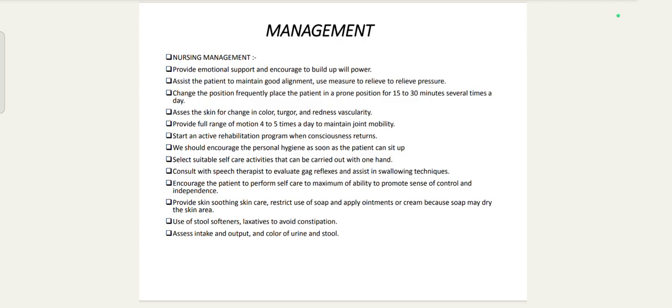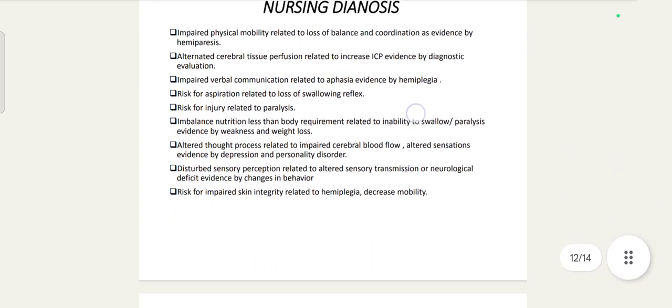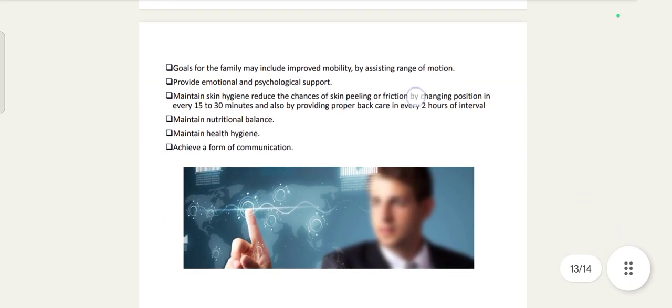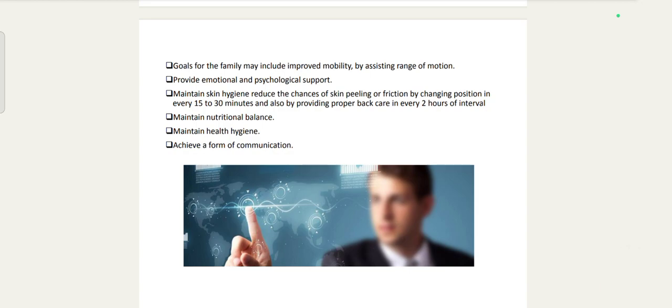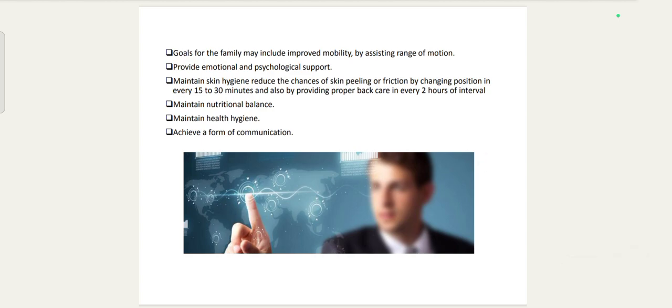Next we will see what are the family goals for the paralyzed patient, because family plays a very important role in the treatment of a paralyzed patient. The first goal is to improve the mobility and assist in range of motion, and the second one is to provide emotional and psychological support to reduce the chances of depression and stress. The third one is to maintain skin hygiene, provide skin care or back care every 2 hours, change the position every 2 hours and assess the skin every 2 hours.